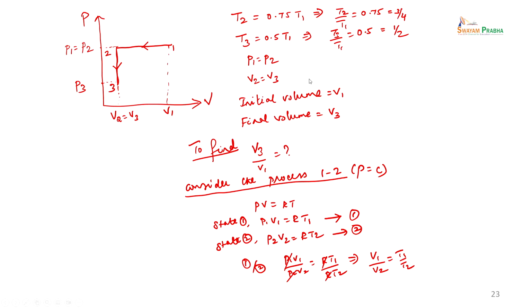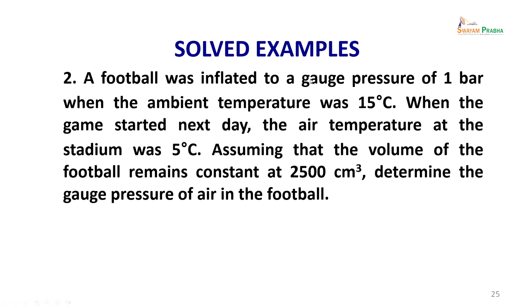So, let us move to the second numerical question. This is solved example number 2. A football was inflated to a gauge pressure of 1 bar when the ambient temperature was 15 degrees centigrade. When the game started next day, the air temperature at the stadium was 5 degrees centigrade. Assuming that the volume of the football remains constant at 2500 cubic centimeters, determine the gauge pressure of air in the football.